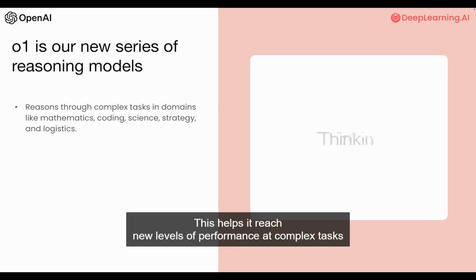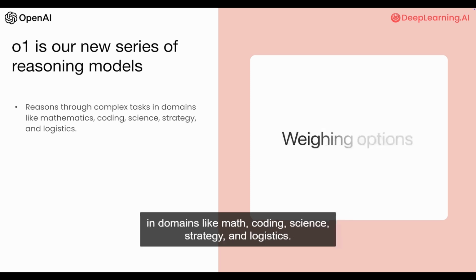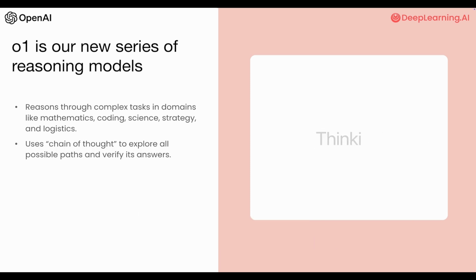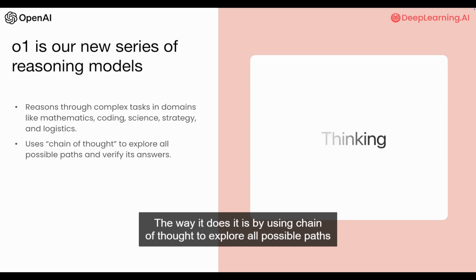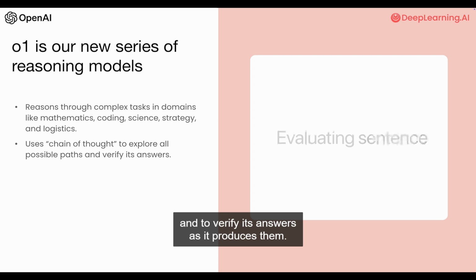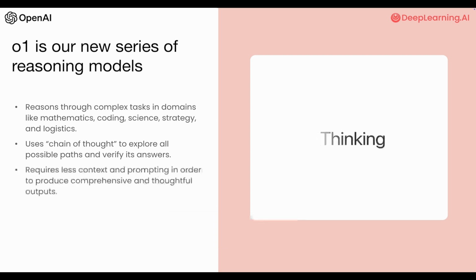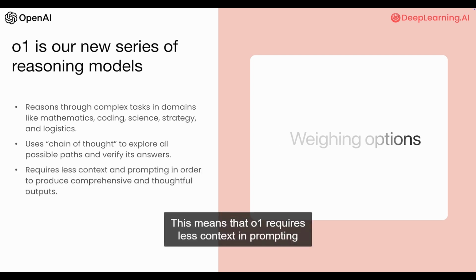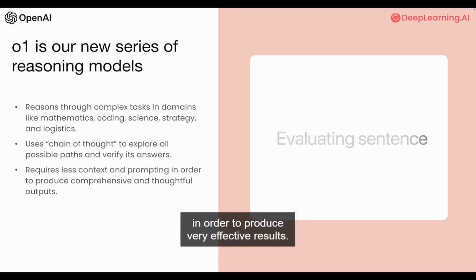This helps it reach new levels of performance at complex tasks in domains like math, coding, science, strategy, and logistics. The way it does it is by using chain of thought to explore all possible paths and to verify its answers as it produces them. This means that O1 requires less context and prompting in order to produce very effective results.